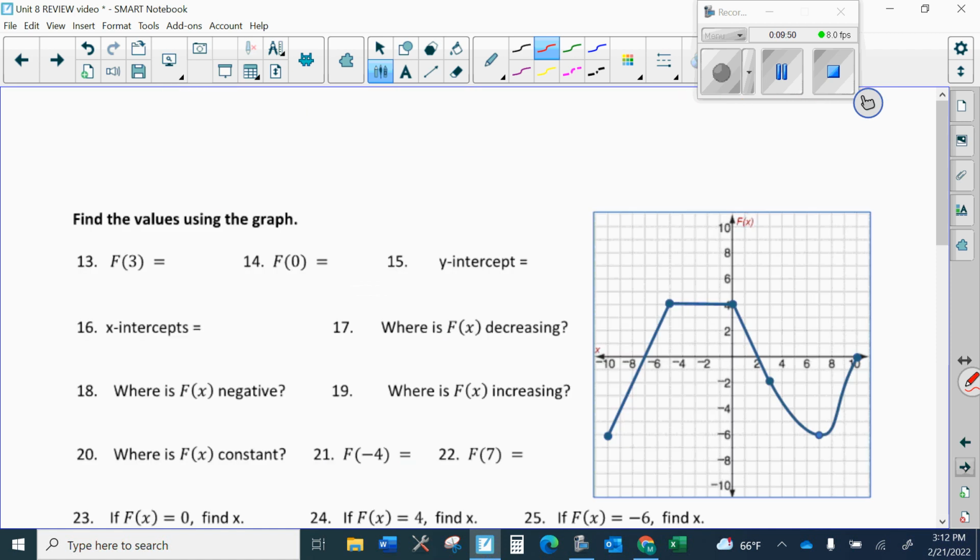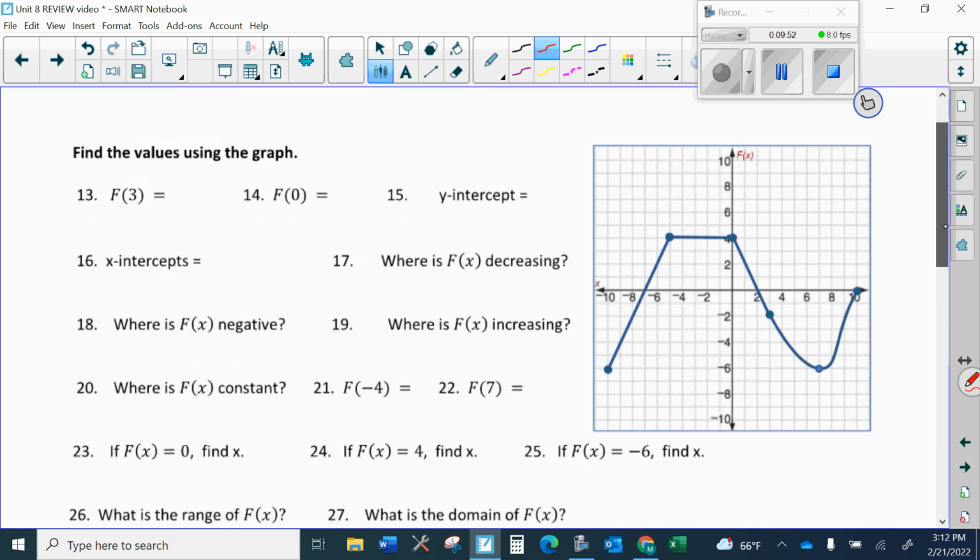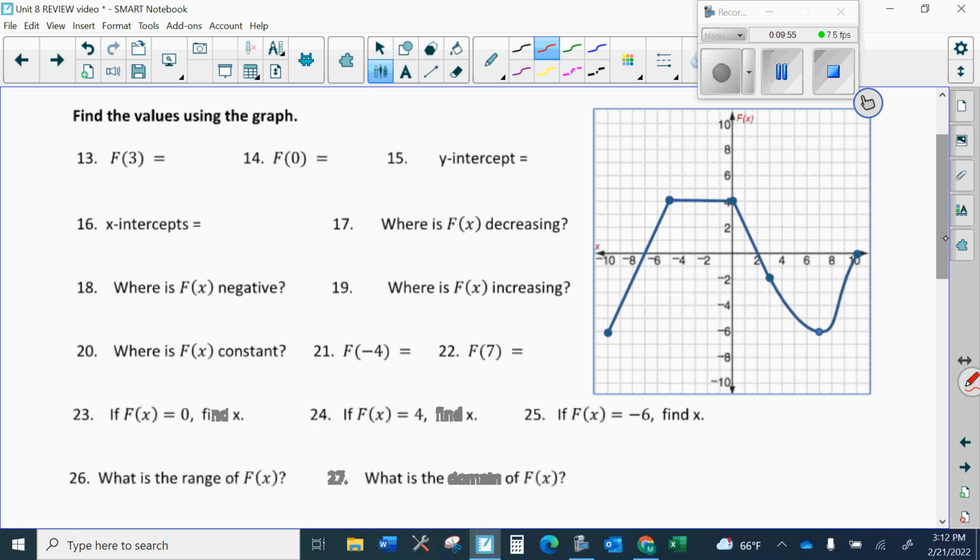Okay, next page. Looking at our function graph and just finding values on it. The f of 3, remember that's the x value. So I go to x equals 3, which is right there. Go down until it hits, and it hits right there at -2. The f of 0, here is 0, go up till it hits at 4. The y-intercept, where it crosses the y-axis, at 0, 4. The x-intercepts, where it crosses the x-axis, we got -7, 0, 2, 0, and 10, 0.